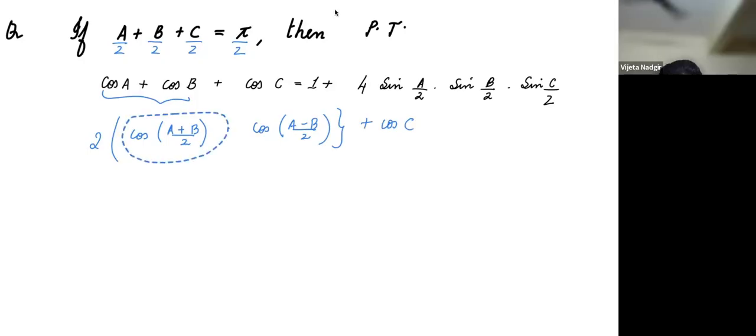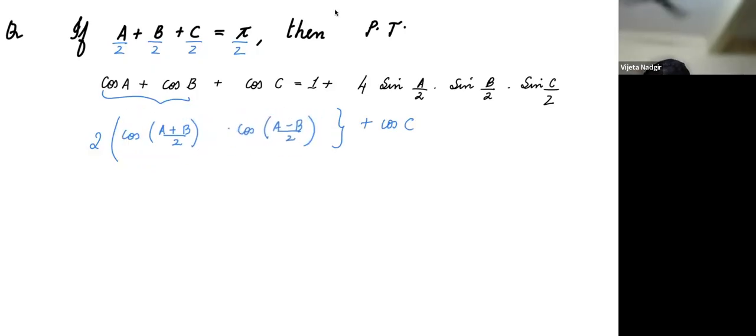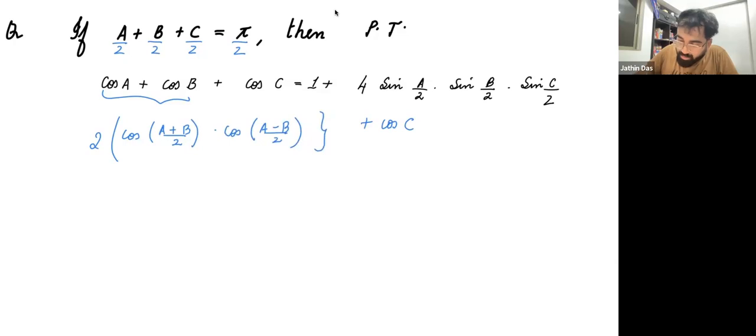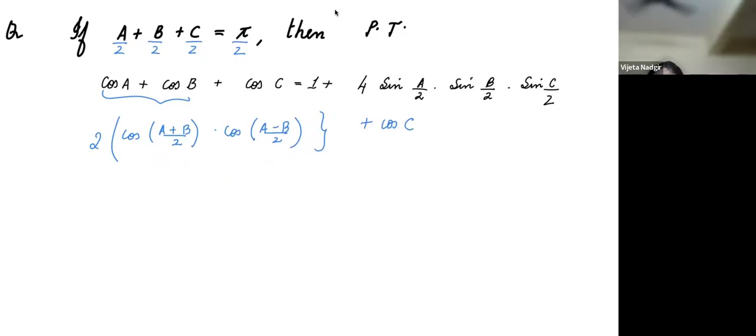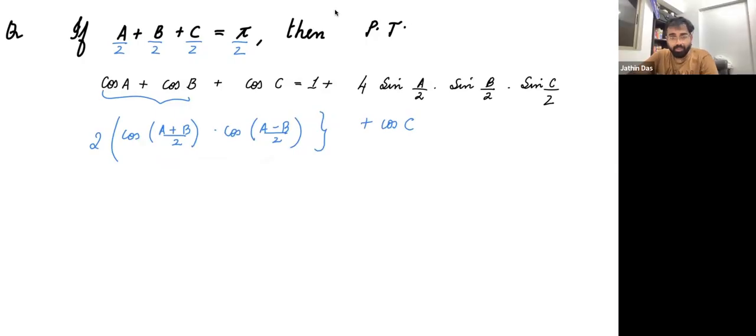Can I take cos c as cos square c by 2 minus sin square c by 2? No, what did you say? You get like this, no? Yes, you can do like that also. See if you're getting that.